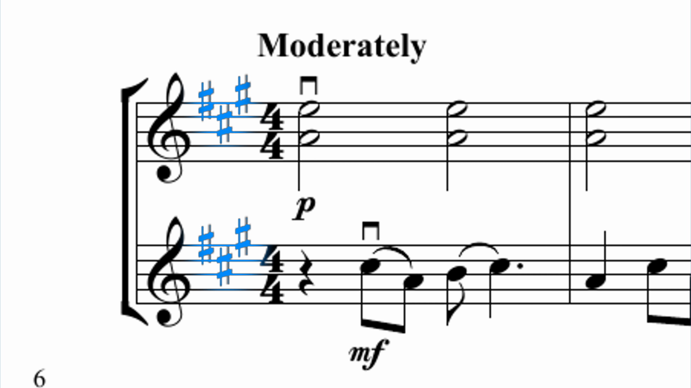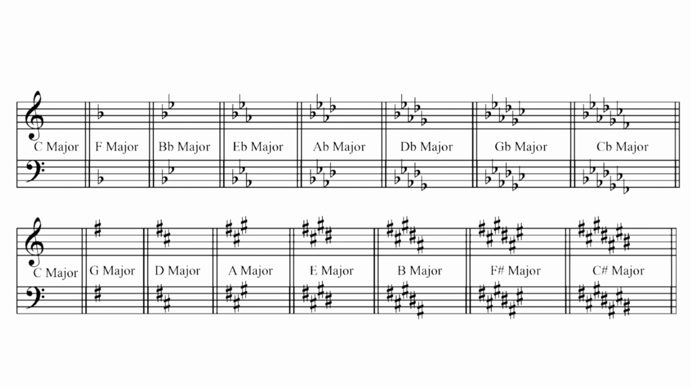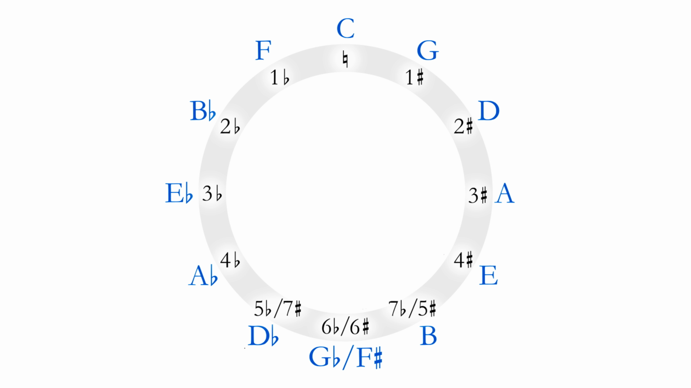Generally speaking, when we look at a piece of sheet music, we can work out what key it's in at a glance by looking at the key signature. But of course, to understand which key signature corresponds to which key, we have to memorize it. So if we've not memorized it yet, we can use our circle of fifths to work it out.